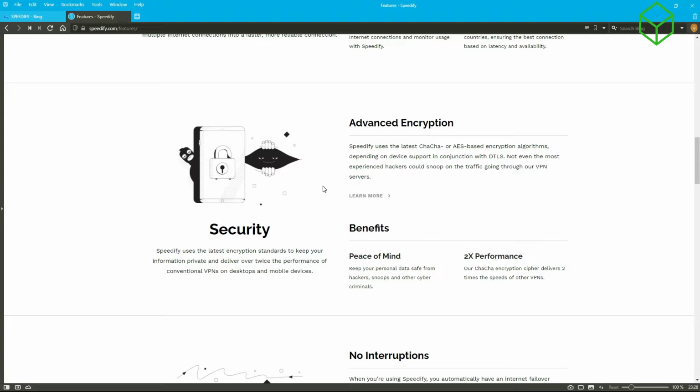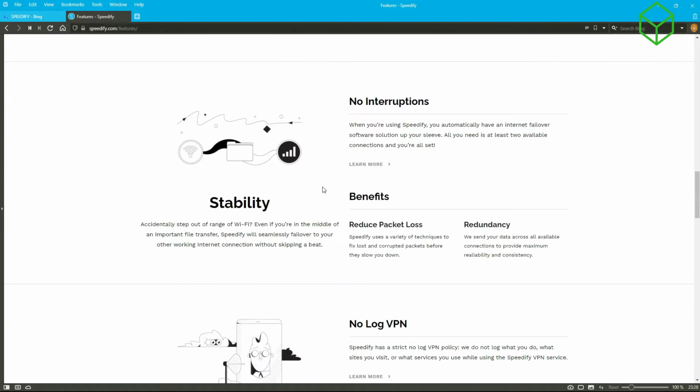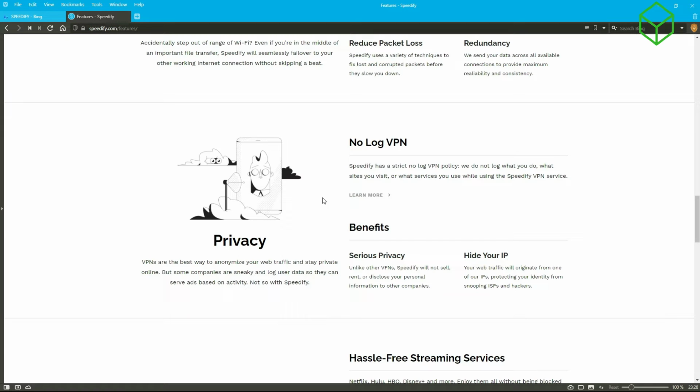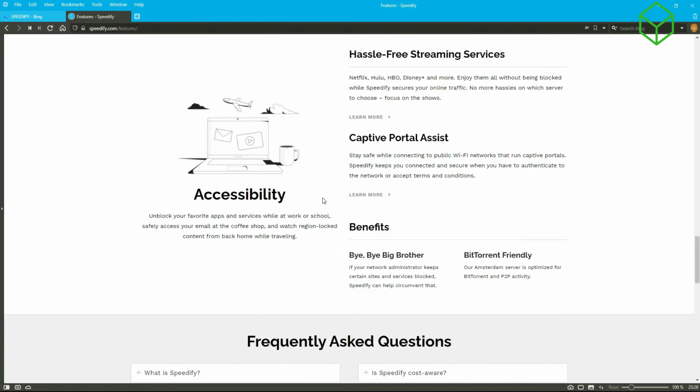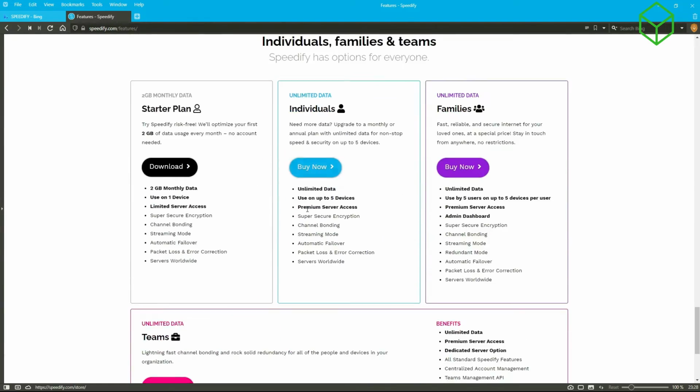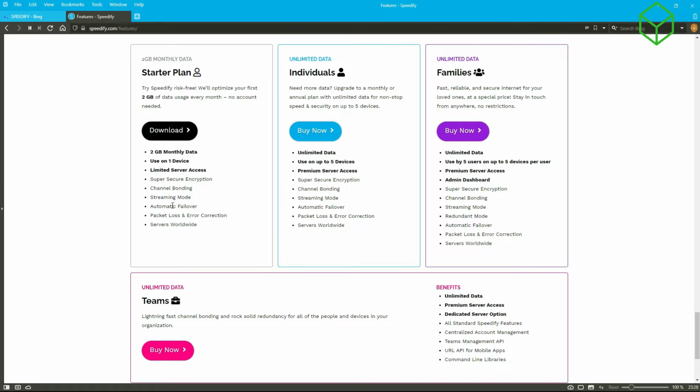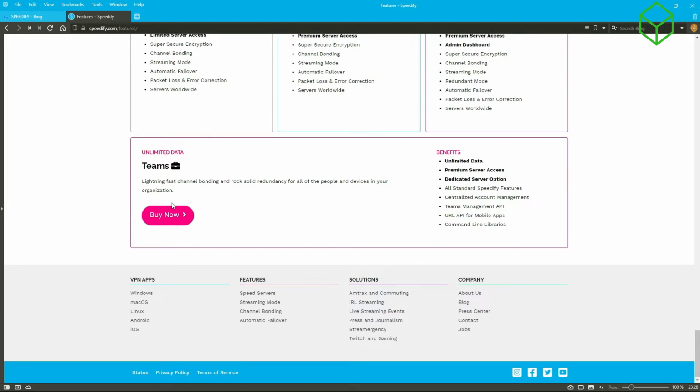The data you send and receive is fully encrypted, and Speedify has a no-logs policy. They don't log IP addresses or the websites you visit, keeping you anonymous online. With your free service, that's the starter plan, you get 2 GB of data each month. It is available to use on one device and has limited server access. Another con is it's based in the USA, and that means they're subject to requests from legal and governmental authorities.